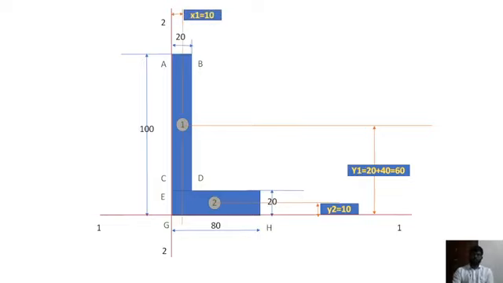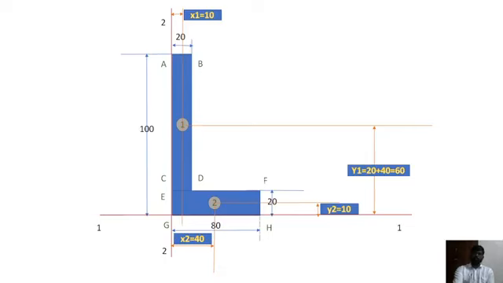See the x1 of the first rectangle is equal to the breadth by 2, b by 2, that is 20 by 2, equal to 10. Now for the second rectangle, the breadth by 2 is 80 by 2, which is equal to 40 mm.